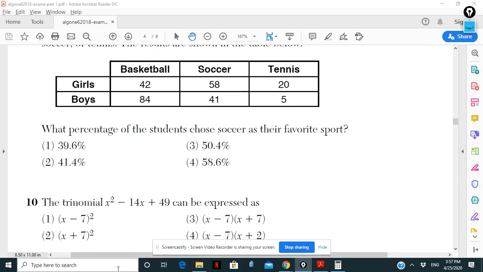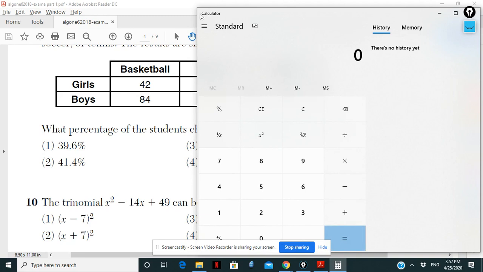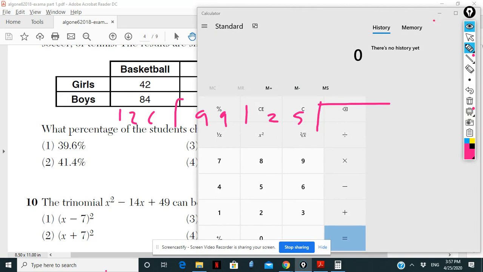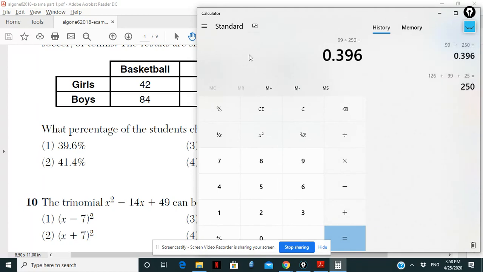Using the calculator, the numbers are 126 plus 99 plus 25, giving me 250. So out of 250, I have 99. So 99 out of 250, that's 39.6 percent, times 100. So the answer is number 1.